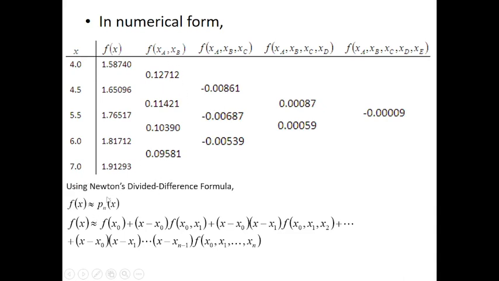Using Newton's divided difference formula, we have f of x is approximated as p as a function of x, where p as a function of x is f of x sub 0 plus x minus x sub 0 times f of x sub 0, x sub 1 plus x minus x sub 0 times x minus x sub 1 times f of x sub 0, x sub 1, x sub 2. See the pattern? Una, f of x sub 0, tapos x minus x sub 0, madadagdagan ng x sub 1. Tapos, madadagdagan ito ng x minus x sub 1. Tapos, madadagdagan ito ng x sub 2. And so forth, hanggang umabot ka dito, x minus x sub n minus 1 times f of x sub 0, x sub 1 hanggang x sub n. Ganun yung pattern.